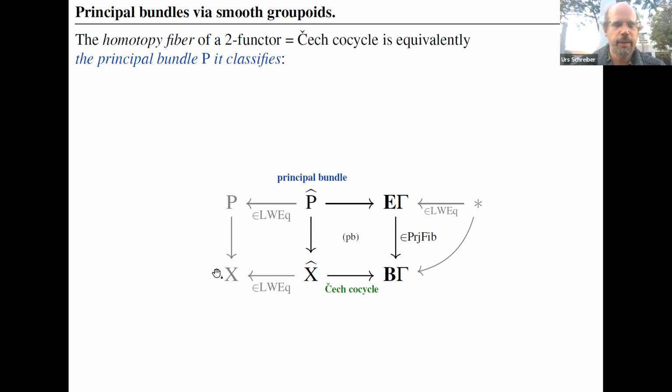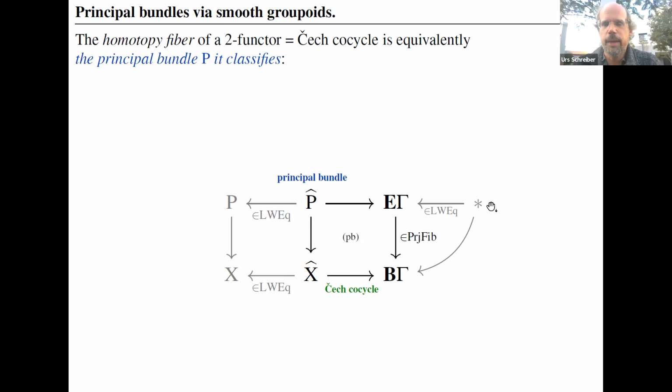So first of all, we replace that smooth manifold by its Čech groupoid, because we want to map out of it. And then we've already seen that the smooth functor from the Čech groupoid to B gamma is the same thing as a Čech cocycle. Standard theory tells us that a Čech cocycle somehow encodes a principal bundle. So let's see how this actually works.